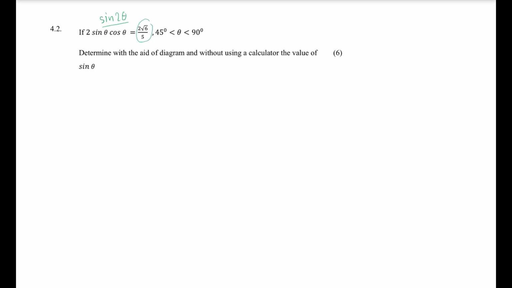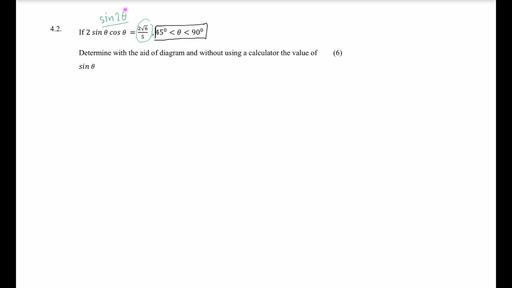And then over here I've been given that theta is between 45 degrees and 90 degrees, which means that theta lies in the first quadrant, right? But what I'm going to do is draw a diagram using this angle 2 theta, and from that diagram, somehow I am going to get sine theta using the double angle formulas. So now I'll just show you how I'm going to do that.